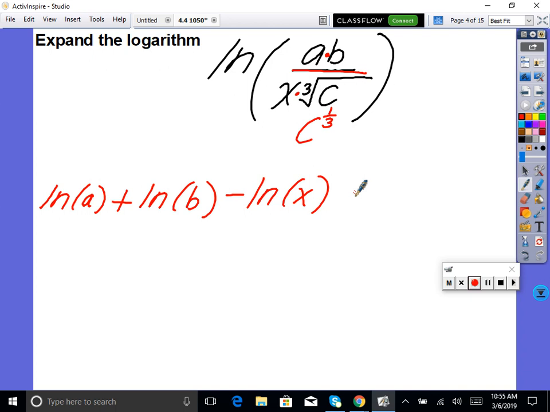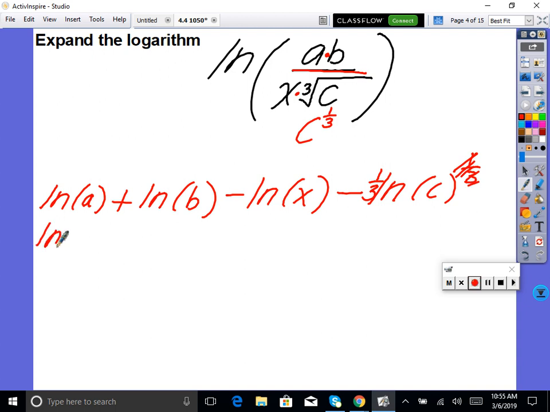But that is incorrect. Any negatives are basically what says it's on the denominator. So we've got to subtract. This is on bottom, so we've got to subtract again. So minus ln of c to the 1/3 power. And then from there, we'll bring our 1/3 power in front. Now let me explain why we would put negatives on both of those.